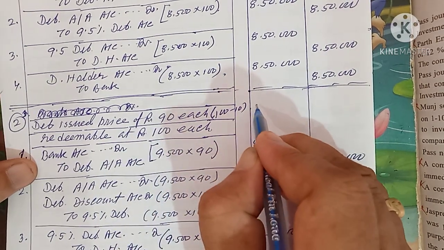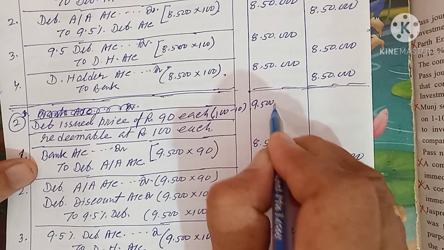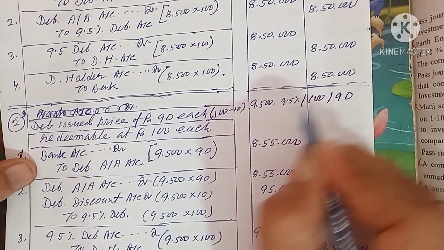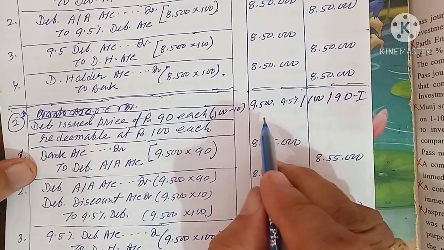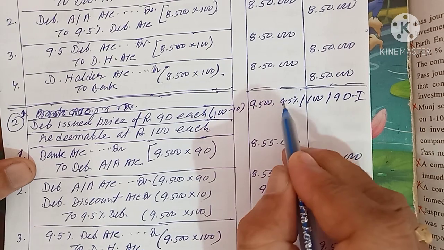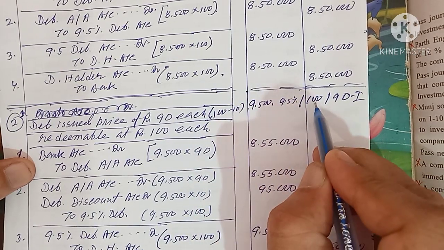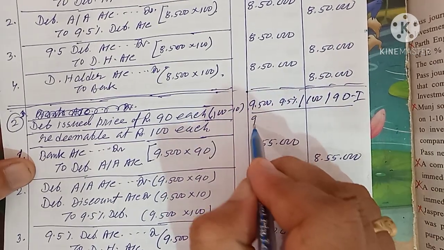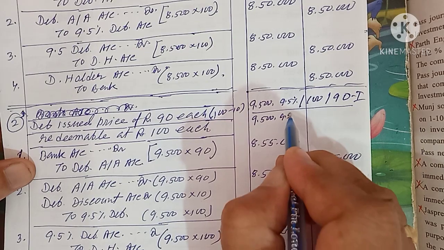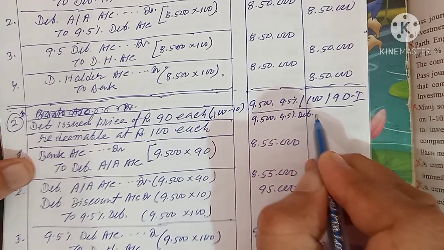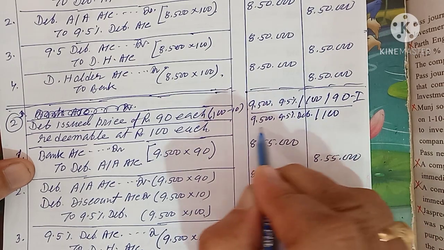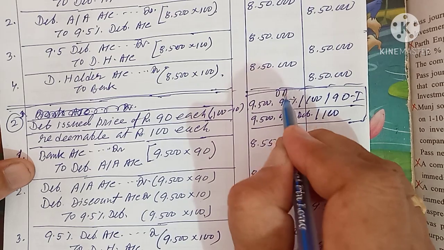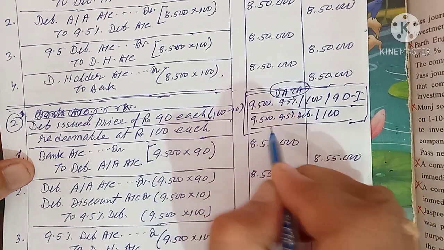How many debentures are you going to issue? 9,500 9.5% debentures, face value is 100, at rupees 90. This is the issue. 9,500 9.5% debentures of rupees 100 each, issued at rupees 90. And redeem how much? 9,500 9.5% debentures, and you are going to redeem at 100 rupees, or at par. This is the data which you have to collect to solve the questions.